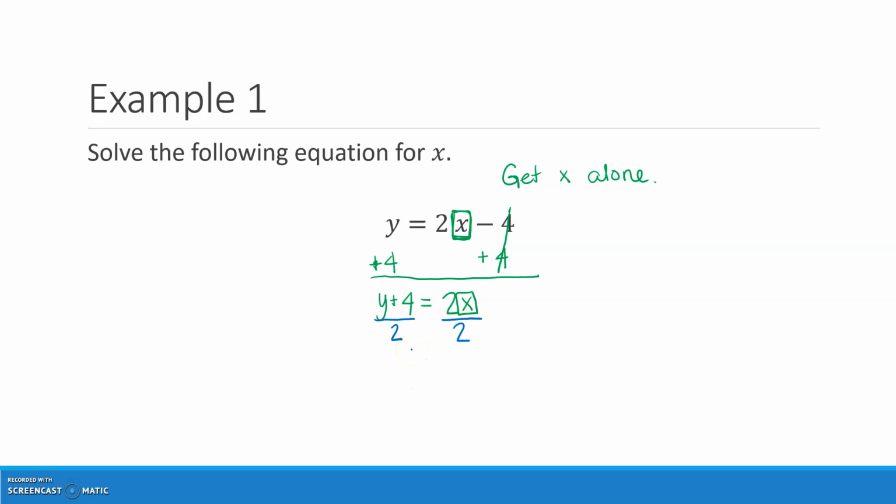So I'm going to flip this around so that the x comes first. x equals y plus 4, all over 2. And that would be my final answer.